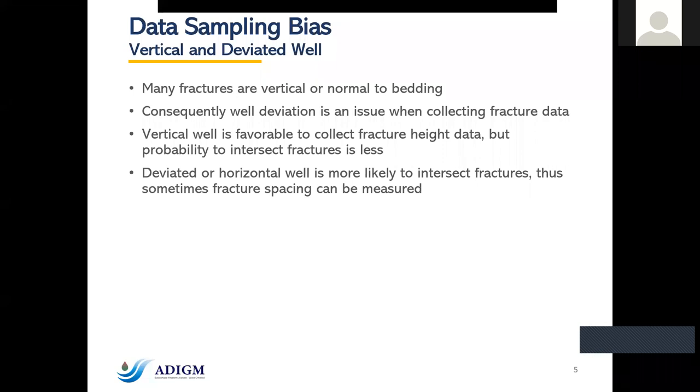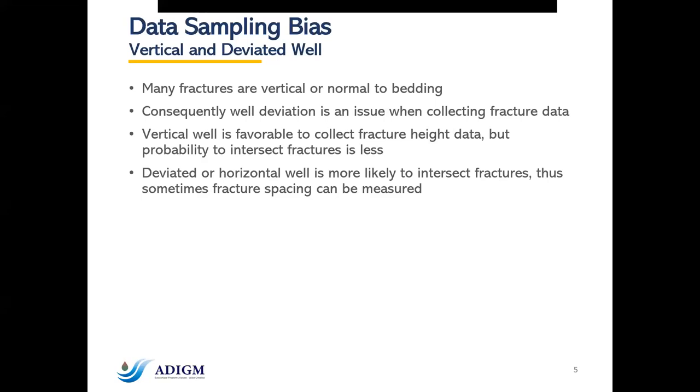Many fractures are vertical to or normal to bedding, or let's say perpendicular to bedding. Usually it stops at the bedding boundary, so the distribution of the fracture vertically is stopped at the bed boundary. The consequence of this fracture development is that the well deviation becomes an issue when we collect the fracture data, or during the well design to collect the fracture data.